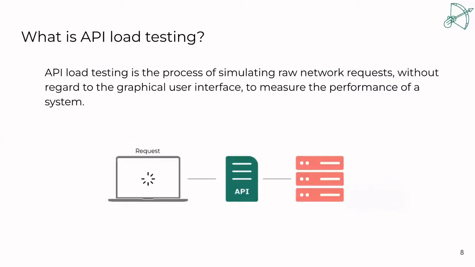Now that we've talked about load testing, let's discuss what API load testing is more specifically. API load testing is the process of simulating raw network requests without regard to the graphical user interface to measure the performance of a system. A good API load test will generate the type of load you would expect to see in production. This gives you a realistic assessment of how your application architecture will behave and highlights any performance bottlenecks that need to be fixed prior to release.